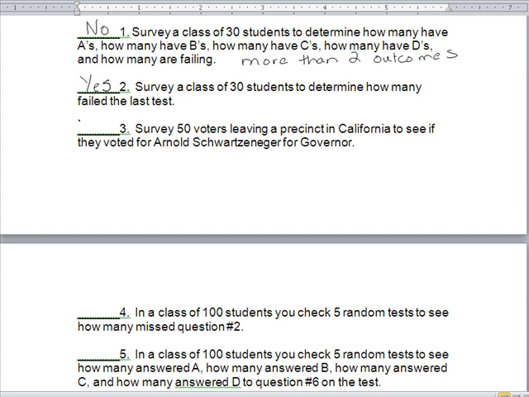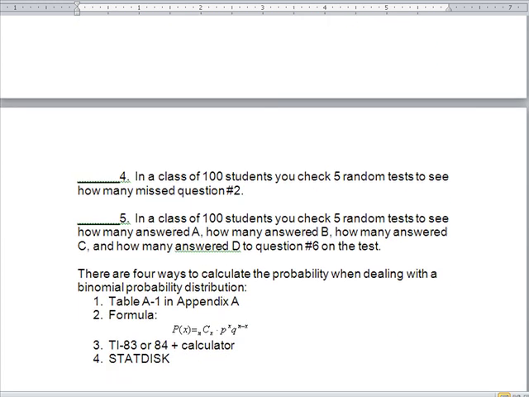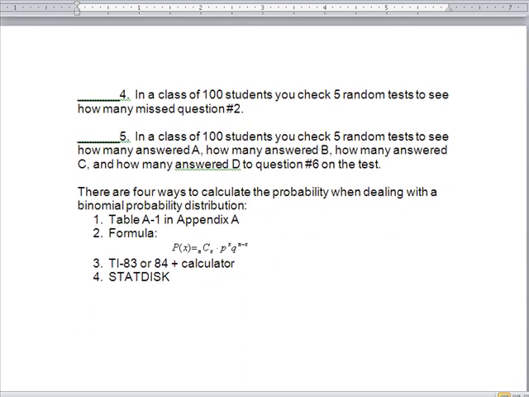In a class of 100 students, you check 5 random tests to see how many missed question number 2. So in this case, again, either they missed question number 2 or they didn't. And so your random variable could go from 0 to 5, and it would be an answer of yes.